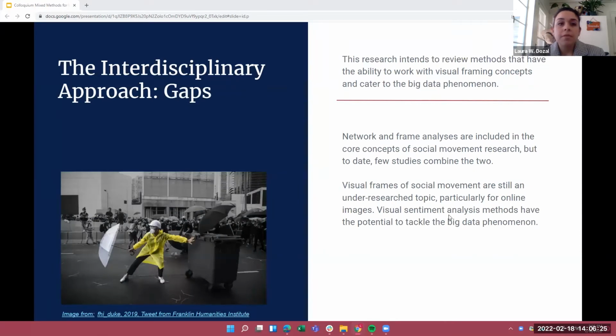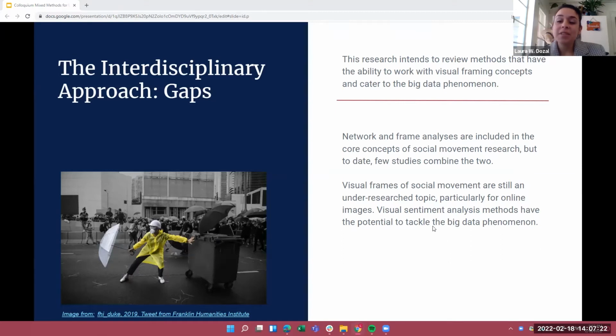This interdisciplinary approach, I believe, can help fill in some gaps that haven't been explored yet in both network and frame analysis and also social movement analysis. So this research intends to review methods that have the ability to work with visual framing concepts and cater to the big data phenomenon. More generally, as online images continue to increase in volume, with a velocity that is always growing, and a variety that comes with various authors or contributors, it adds to the big data phenomenon that allows for the application of analysis to establish theoretical concepts.